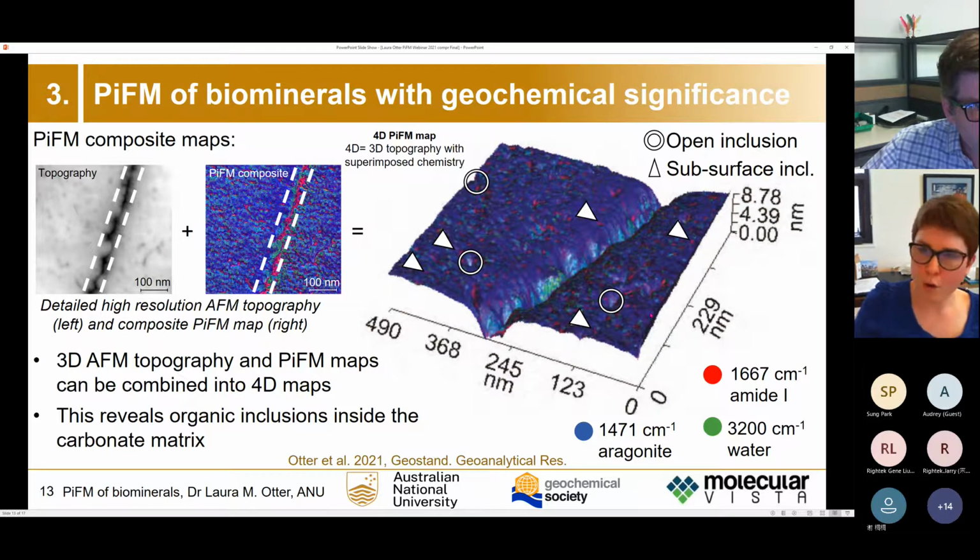And these were opened during the polishing process, but there are also some marked by these triangles that don't have the corresponding peak in the topography. And we think these are the ones that are not open during polishing, and they actually give us a stronger amide signal. So these are organic inclusions with the original organic content very well resolved.